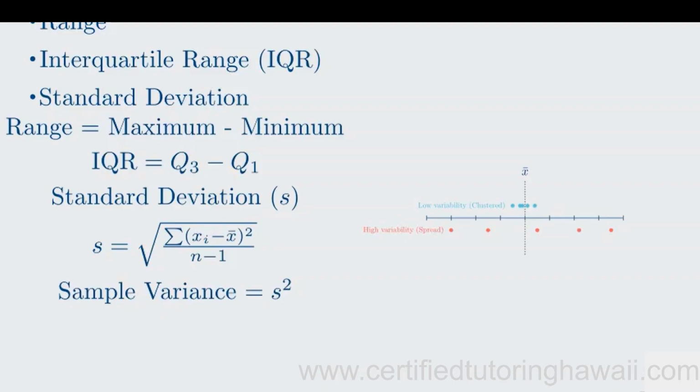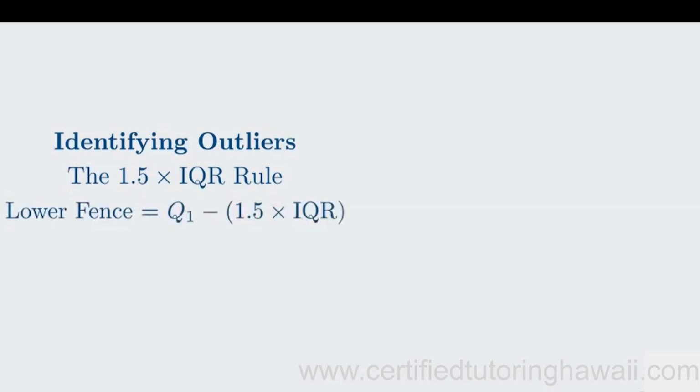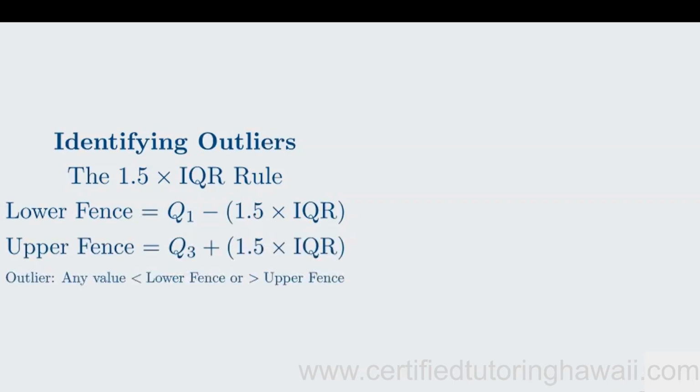Sometimes, a dataset contains unusual values that fall far away from the rest of the data. We call these outliers. In AP Statistics, we have a very specific rule to identify them. To find potential outliers, we first calculate the interquartile range. Then, we establish boundaries called fences. The lower fence is Q1 minus 1.5 times the IQR. The upper fence is Q3 plus 1.5 times the IQR. Any data point that falls outside these two fences is considered a mathematical outlier.